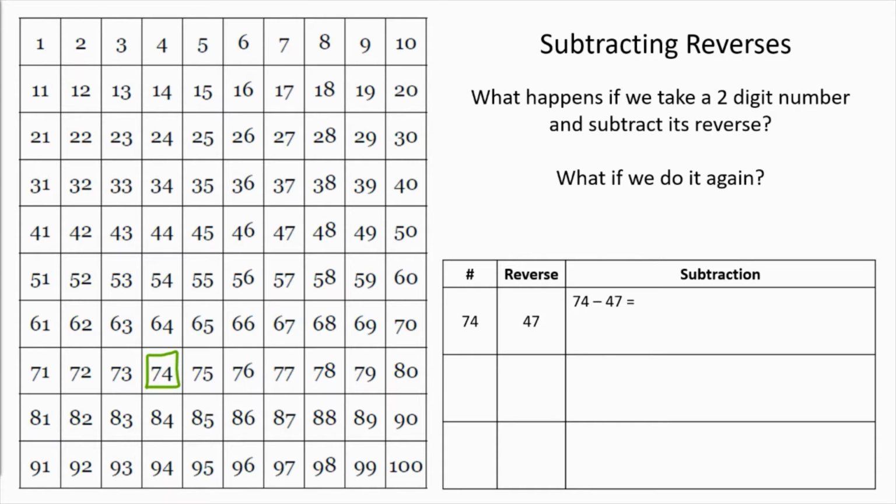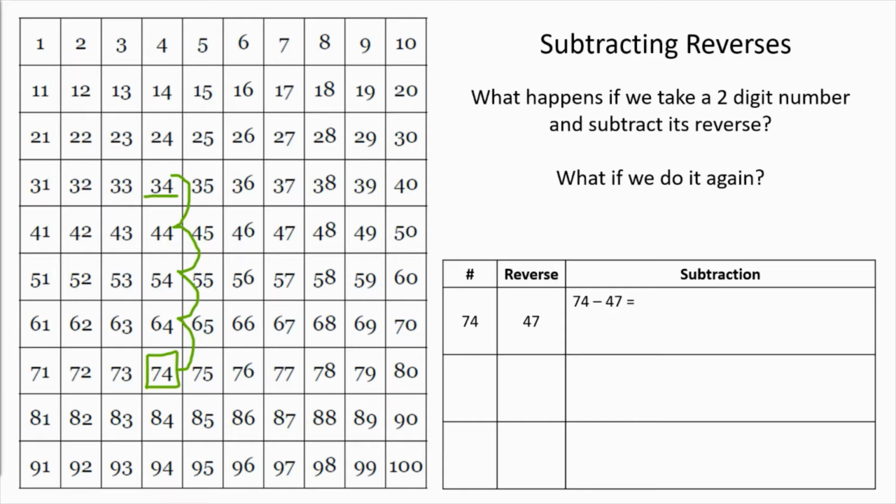74 minus 47. To do this subtraction, I can use my hundreds chart to help me. I'm going to break the 47 into 40 and 7. So first, let's count back 40 by counting by tens. Start at 74, 64, 54, 44, 34.